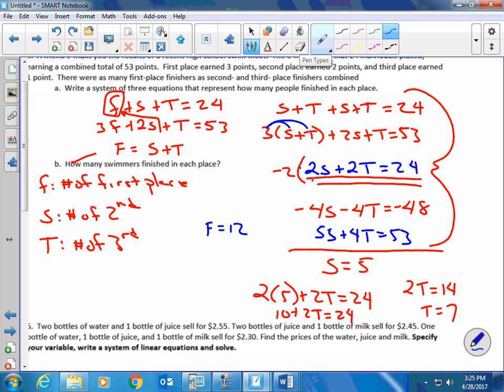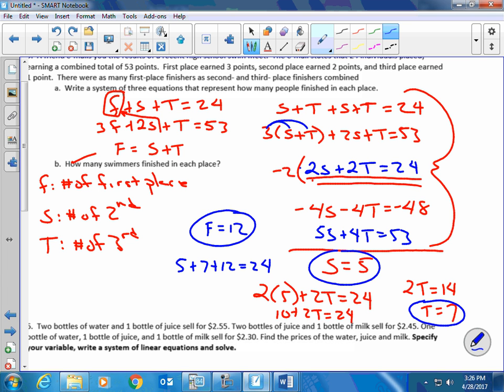Does that come out to be correct? If I plug into the top equation, I have 5 plus 7 plus 12 equals 24. Yep, the number of total swimmers is equal to 24. And if I plugged it into the other equation, we should get 53. So we have our 3 answers. Number of first place finishers is 12. Number of second place finishers is 5. Number of third place finishers is 7.